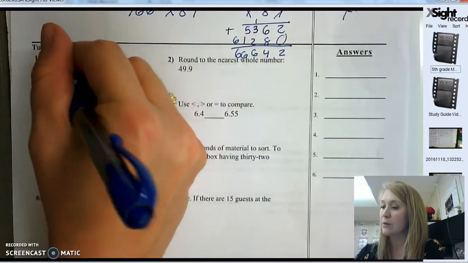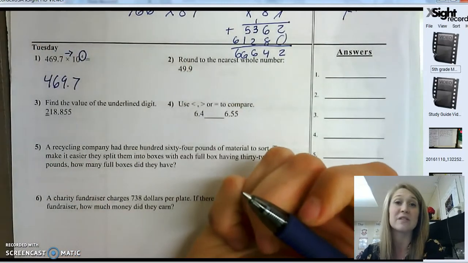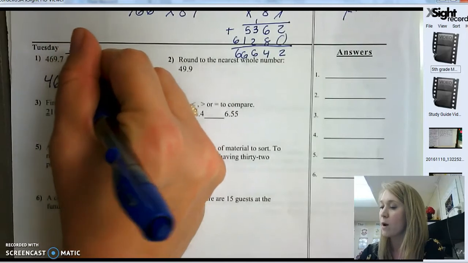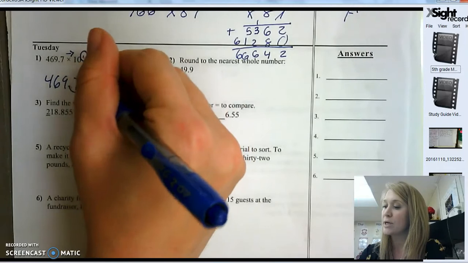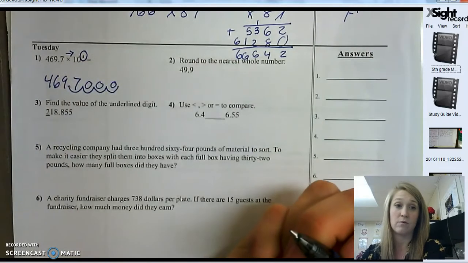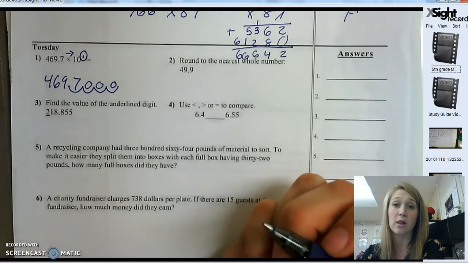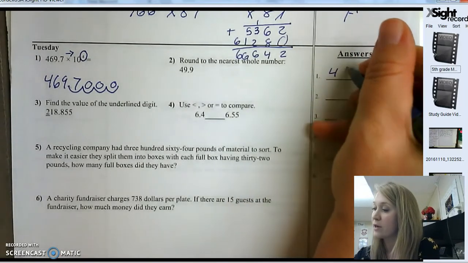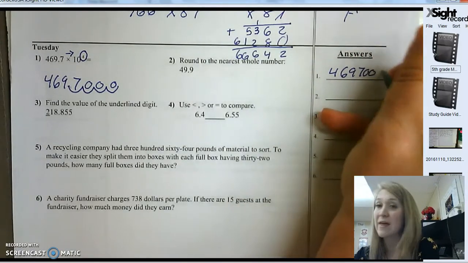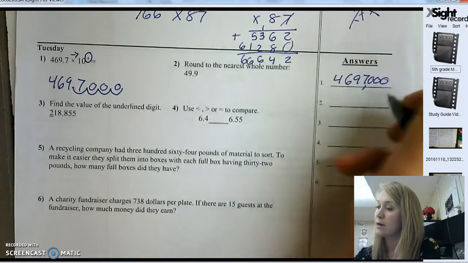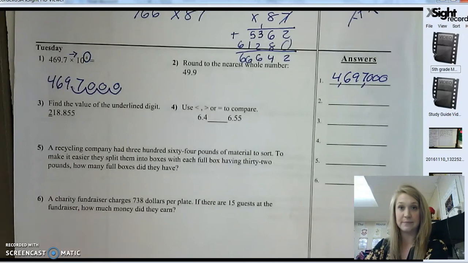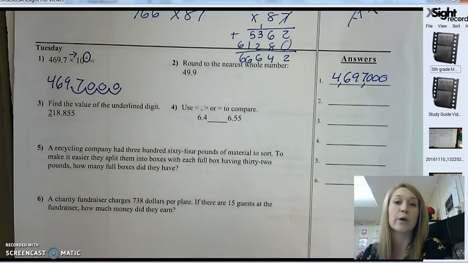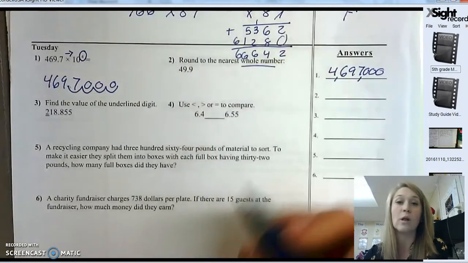So I'm going to go down here to rewrite my number so that I have plenty of space to move it. I'm going to take 4 hops. Here we go. 1, 2, 3, 4. If you see a blank space, put a 0 in. Whew, that looks like a very large number. So I'm going to go write it over here. And then I'm going to put my commas in. 1, 2, 3, comma, 1, 2, 3, comma. So our answer is 4,697,000.